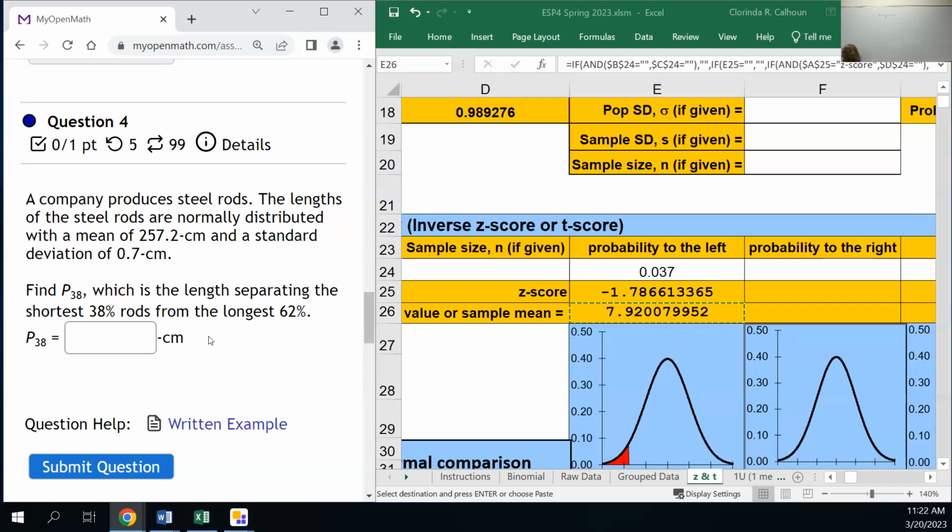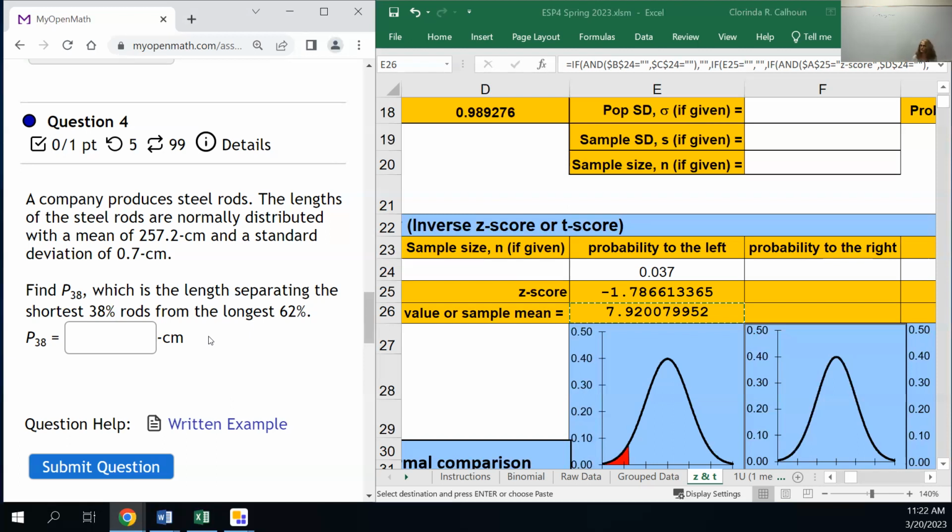Start at the top, it says a company produces steel rods. The lengths of the steel rods are normally distributed with a mean of a certain number of centimeters and a standard deviation that is a certain number of centimeters as well. Find the percentile, and then you have your little subscript. Mine says P38. Okay, 38th percentile. That means 38 under and 62 over. That's the separation. When I add 38 and 62 together, it is 100%. So you don't need to pay attention to that part.